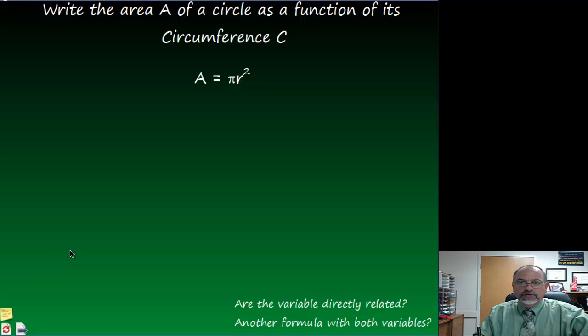Okay, the program's a little jumpy, so let's try this again. So it says to write the area of a circle, A, as a function of its circumference.